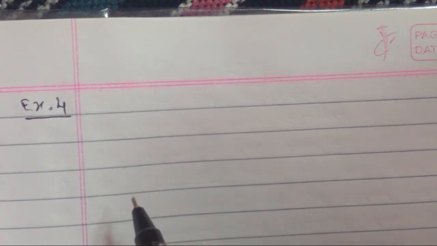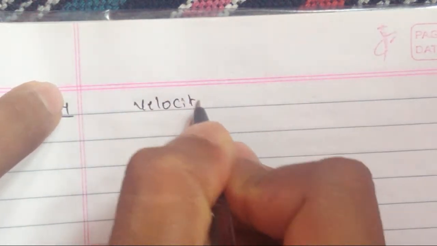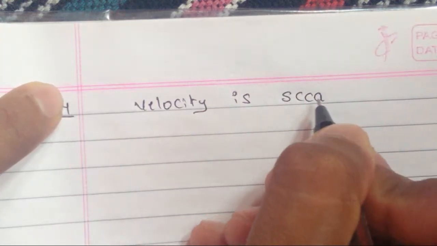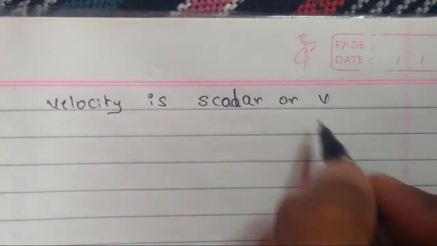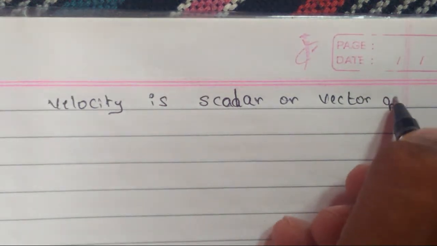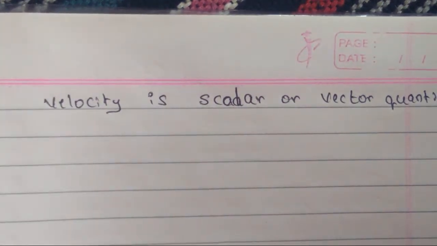Velocity is scalar or vector quantity. So here scalar quantity means the quantity which is having only magnitude, and vector quantity means the quantity which is having magnitude as well as direction. Okay, now here velocity is having magnitude as well as direction. So therefore velocity is a vector quantity.